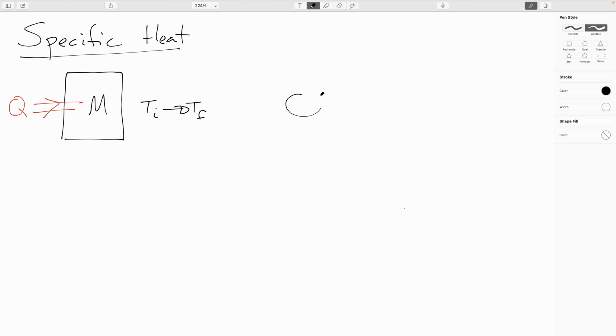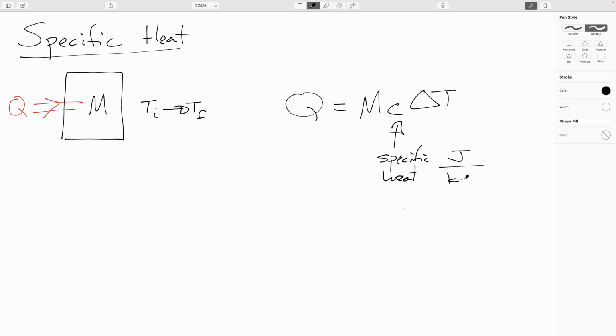So here we would be saying that the heat transfer will be equal to the mass times C, our specific heat of the substance. And this is just a number you can look up in tables. It depends on the details of the molecular bonds, times the change in temperature for our transfer. The units of specific heat, though, we need to be a little bit careful about. They are joules per kilogram Kelvin.